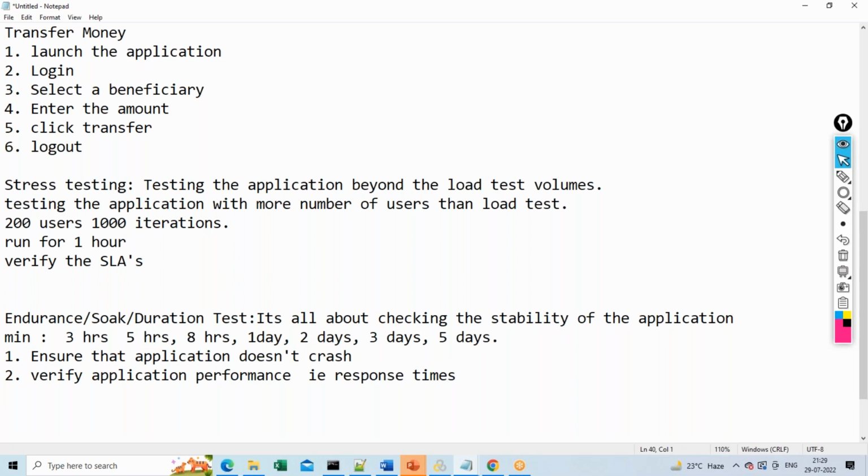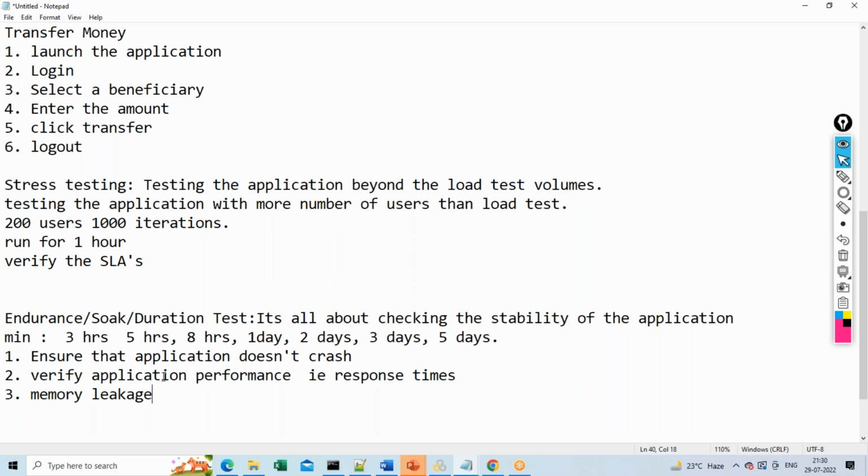Then one point related to application crash is memory leakage. To identify memory leakage, we will run this test. The memory leakage mostly happens in the endurance test. So what is memory leakage, and why does it occur? We have a separate session at the end where we will discuss memory leakage in detail: what should we do in case of memory leakage, what is our analysis approach, what should be our thought process. All those things we will discuss in our upcoming sessions.